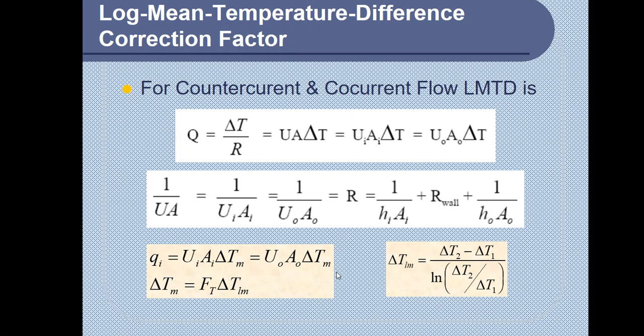Whether we are solving it basing on the inside part of the heat exchanger or in the outer part of the heat exchanger. Now, the FT, the temperature correction factor, is taken from a diagram, an empirically set up diagram. So we will see that diagram in a little while. So from delta T log mean, we convert to delta T mean and use it in this formula.